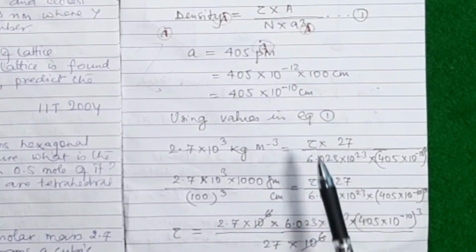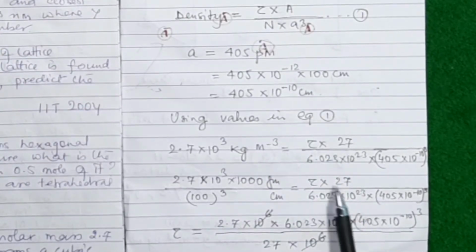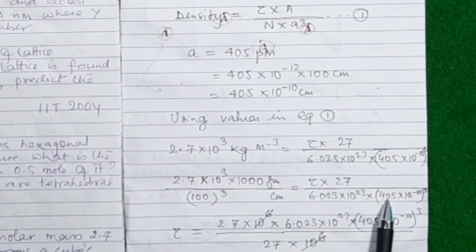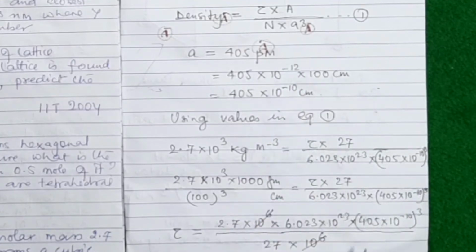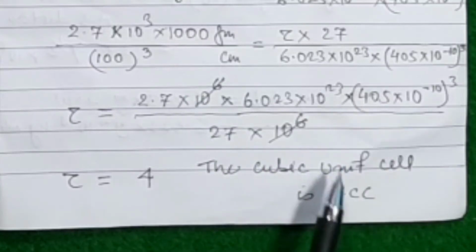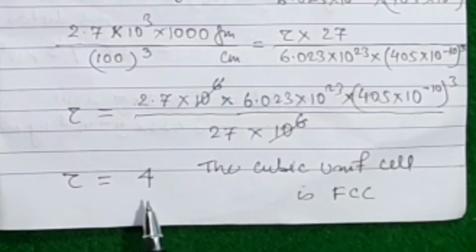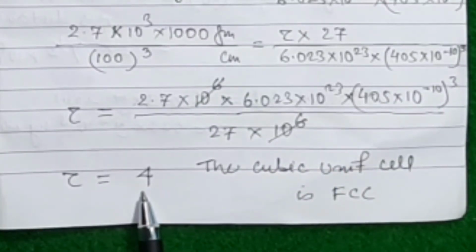Z over here stands for number of atoms, which we don't know, so let it be Z into atomic mass or molecular mass, which is 27. Avogadro's number is there, and this edge length is given a power 3, A cube. Then when you cross multiply and find Z, some cancellations are required. So if you use calculator, you'll come to know that Z comes out to be 4.